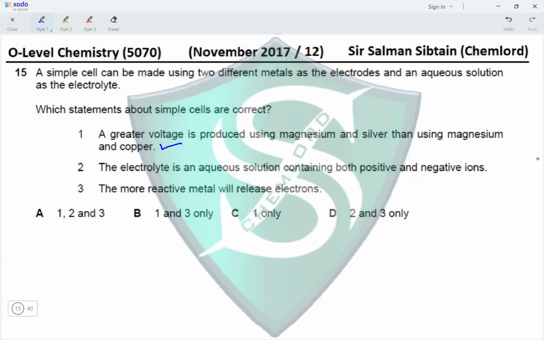Next, the electrolyte is an aqueous solution containing both positive and negative ions. Yes, it should be a soluble ionic solution. Next, the more reactive metal will release electrons. Yes, the more reactive metal gets oxidized and the less reactive one gets reduced. So all 3 points being correct makes option A the correct option for this question.